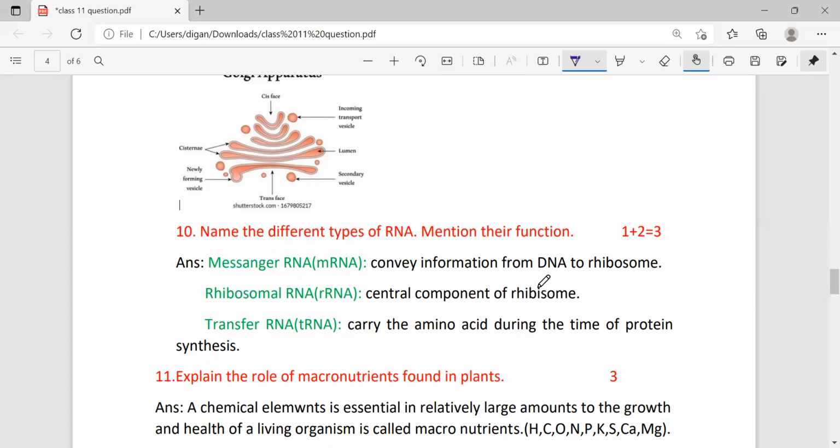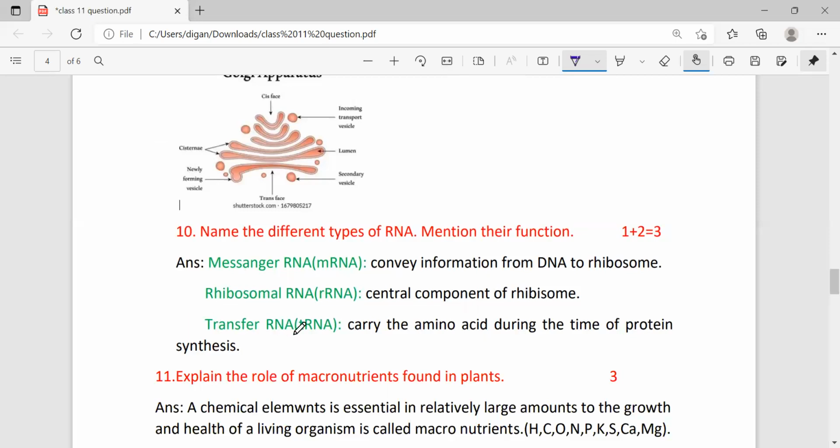Sorry, here is a spelling mistake. This should be ribosome. So what does central component mean? In the inactive state, ribosomes are present as 2 subunits, 1 big subunit and 1 smaller subunit. And during protein synthesis, with the help of this ribosomal RNA, the ribosomal subunits are joined into an active single unit.